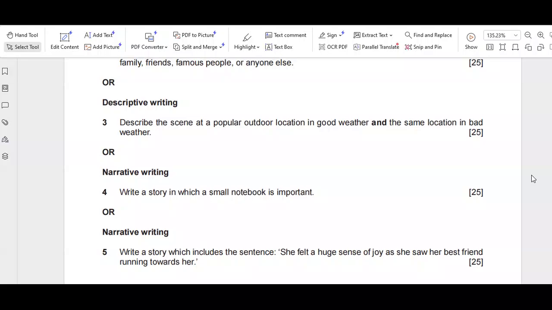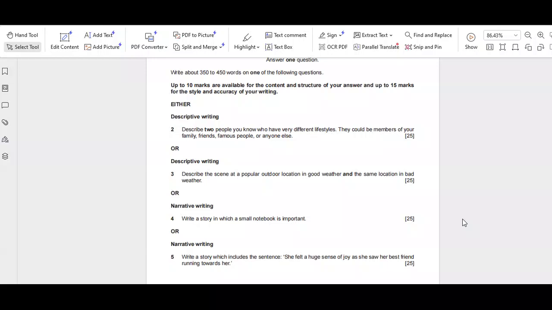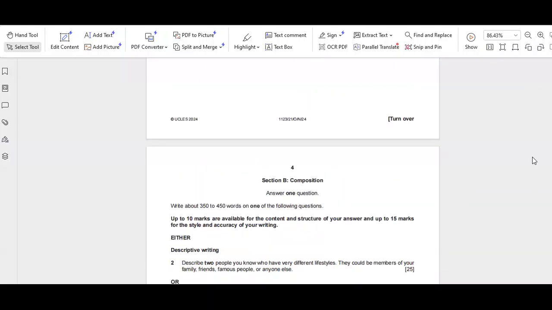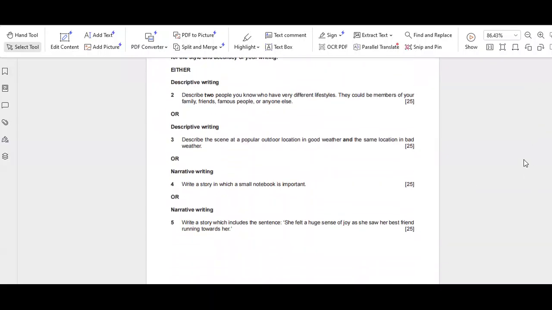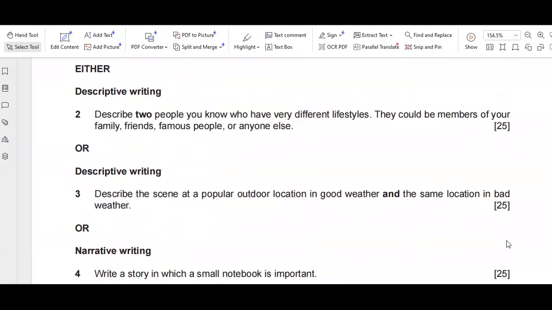Each question contains 25 marks. Whatever question you choose, you are going to be marked out of 25. On the basis of content and structure, you will be given 10 marks, and on the basis of your style and accuracy, you will be assessed out of 15 marks. So let's discuss one by one what the descriptive writing questions are saying. The first option for the descriptive that has been given to us is basically the description of a person.